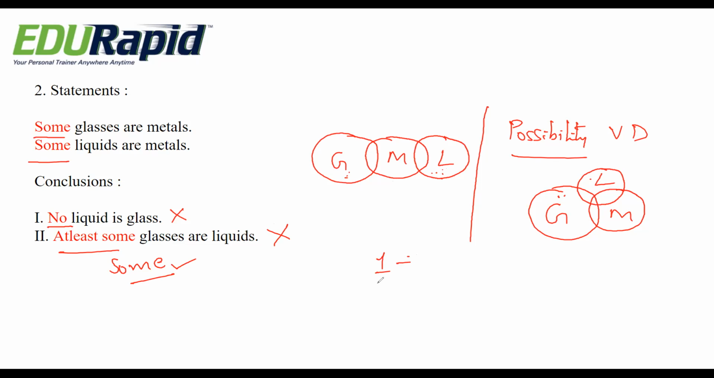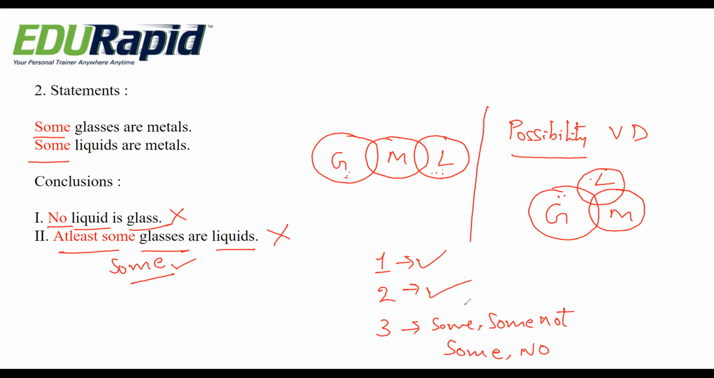The first condition is both conclusions should be wrong. Yes, both conclusions are wrong. Second condition, entities should be the same. Let me check the entities. Here glass and here also glass, and liquid, liquid. Yes, the entities are the same in both conclusions. It also follows. Let me check the complementary pair. It should be in the form some, some not, or all, some not. It is in the form some and no. Yes, it is possible. So all three conditions are satisfied, and the right answer is either conclusion 1 or 2 follows.